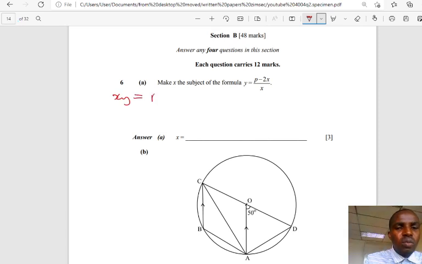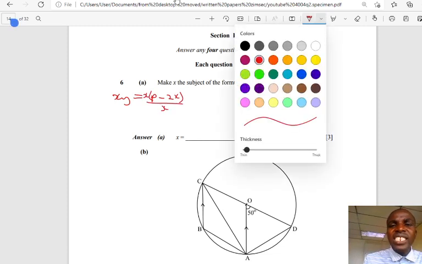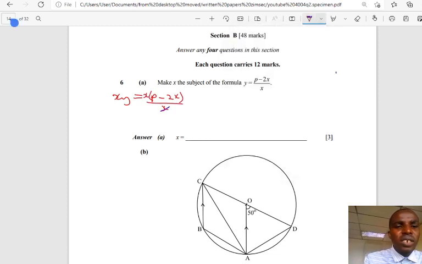XY is equal to P minus 2X. You multiply everything here by X. Then the X's will cancel out, and you will be left with XY is equal to P minus 2X. So step by step, then collect terms in X.